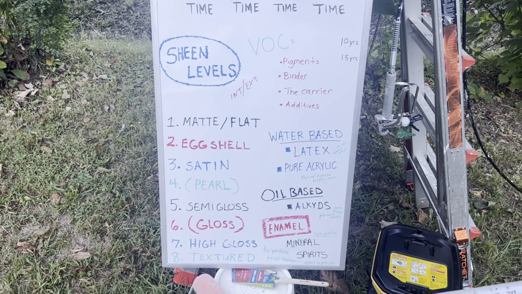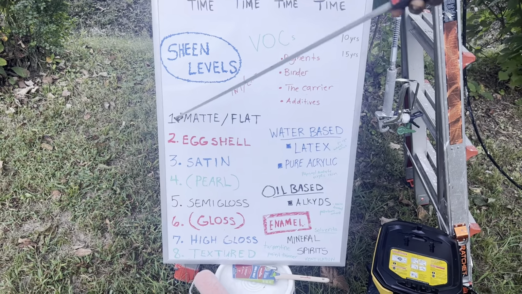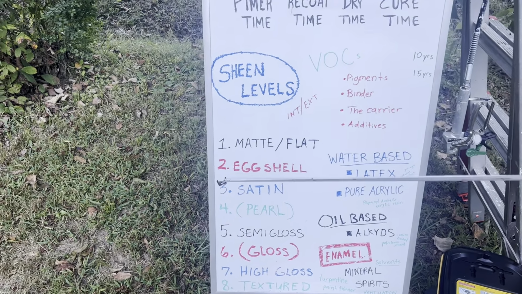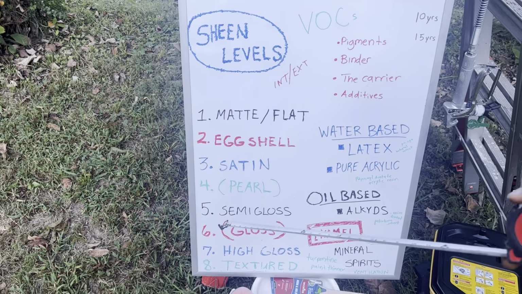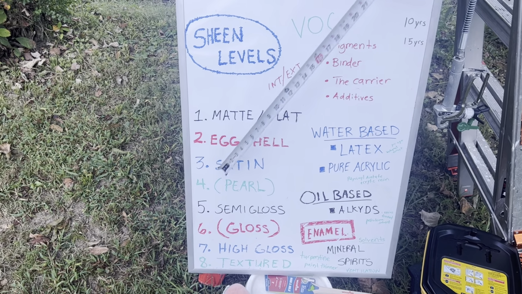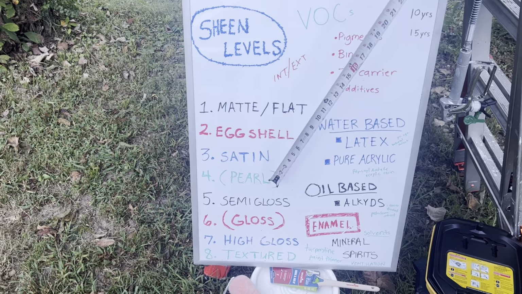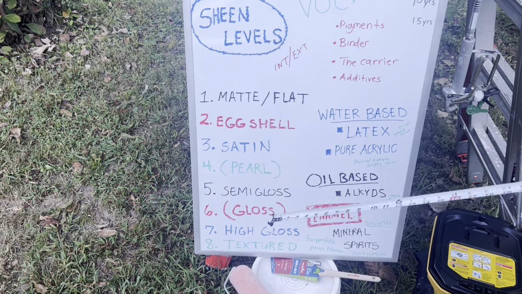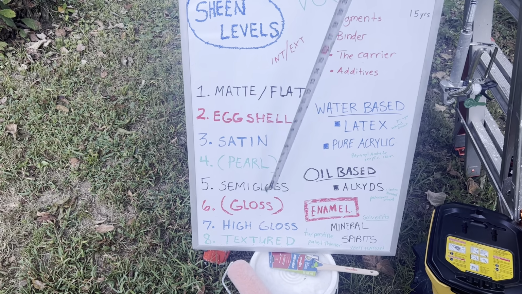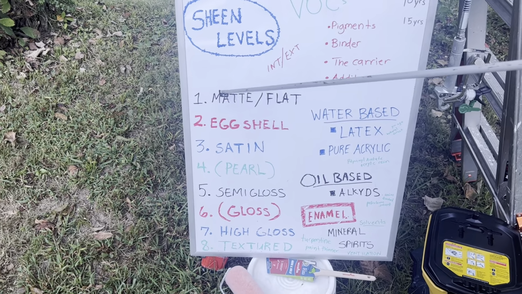So first let's talk about sheen levels of your paint. Basically, I have 7 here, so let's go through them. I've got matte, eggshell, satin, pearl, semi-gloss, gloss, and high gloss. As we move down this list to high gloss, the more sheen, the more costly the paint is going to be. However, also the more sheen, the more strength and durability the paint is going to have. However, matte does have its advantages.